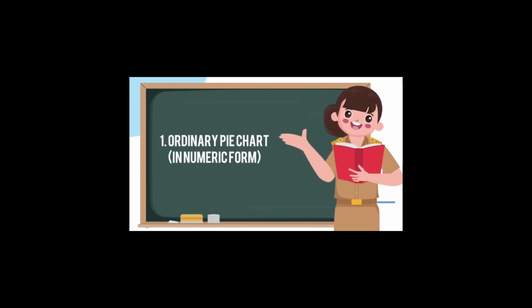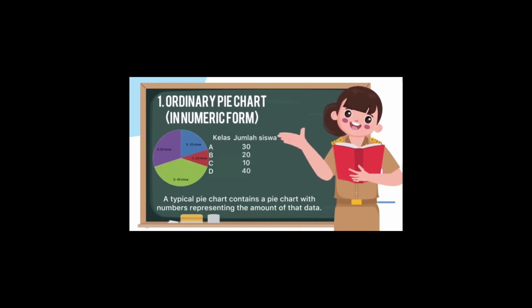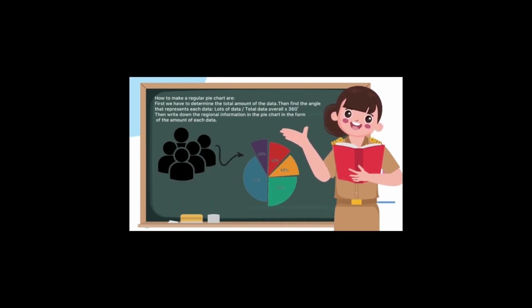Ordinary pie chart, or in numeric form. A typical pie chart contains a number representing the amount of the data. How to make a regular pie chart: first, we have to determine the total amount of the data. Then, find the angle that represents each data. The amount of data divided by the total data overall, multiplied by 360. Then, write down the regional information in the pie chart in the form of the amount of each data.